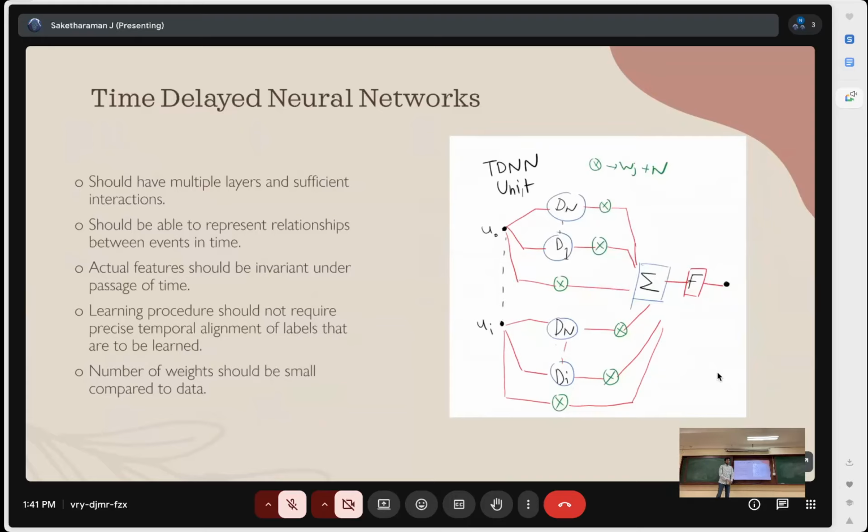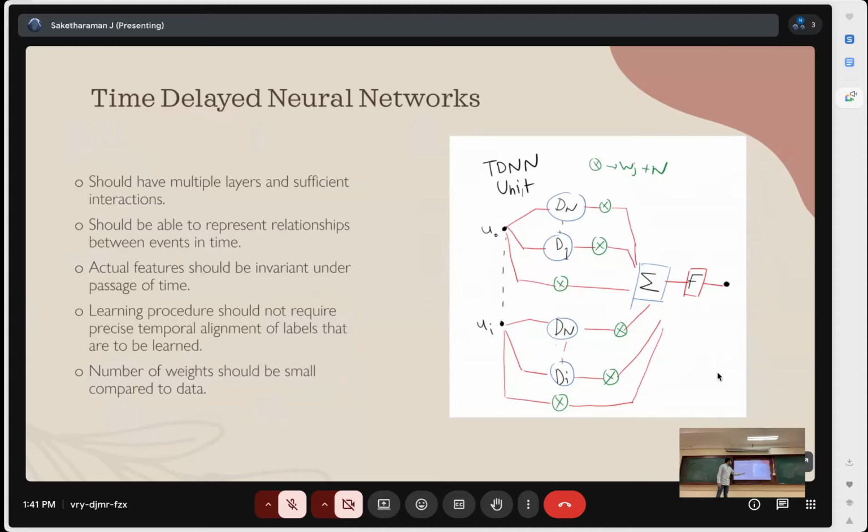So time-delay neural networks should have multiple layers. This is so that it can form decision surfaces on its own. It should be able to represent relationships in time between events. Basically, it should be able to understand words and characters one after the other. Actual features should be invariant in time. Basically, no matter where it is in time, it should be able to recognize the vowel.